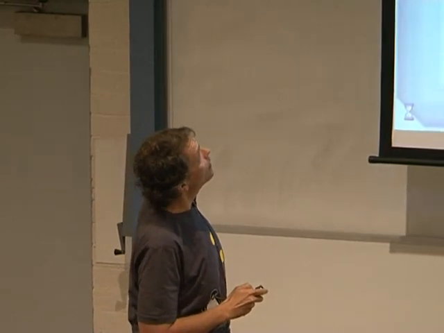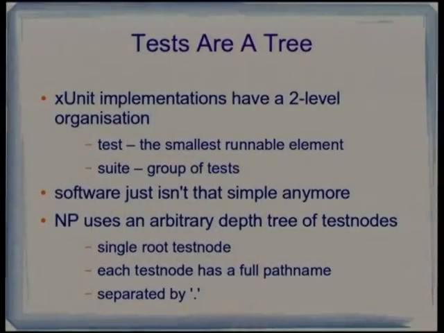Now, tests are a tree. The CUnit stuff, at least all the xUnit things I've seen, organise tests in a very, very simple two-level hierarchy. It feels like VMS. You have a test, which is the smallest runnable element, and you have a suite, which is just a group of tests, and that isn't good enough for me. Software isn't like that anymore. Nobody builds modules like that anymore.